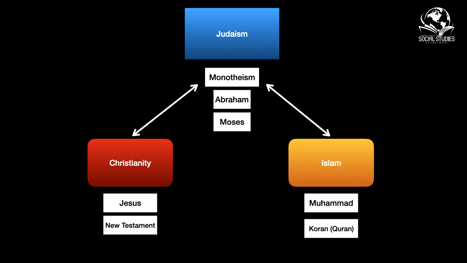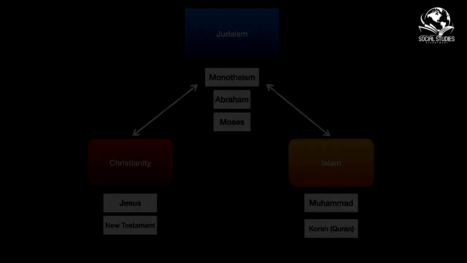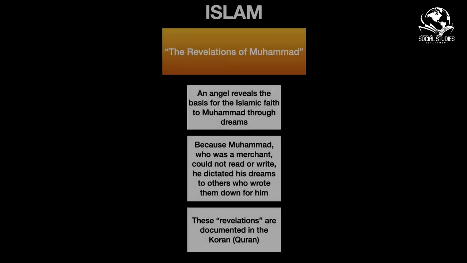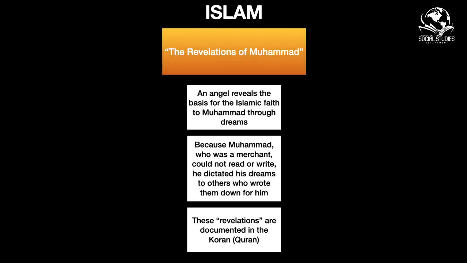All three of these are monotheistic. All three of these accept Abraham and Moses as prophets. Now, in Christianity, Jesus is their main prophet, whom they believe is the Son of God. The New Testament is their holy text. Over on the other side with Islam, Muhammad is their main prophet, and the Quran is their holy text. So we've discussed Judaism and Christianity in great detail in the past videos.